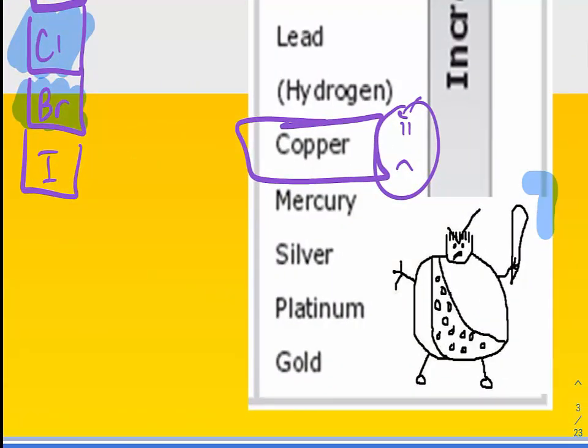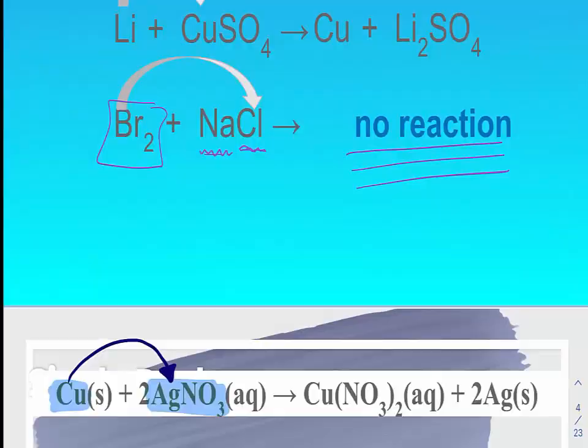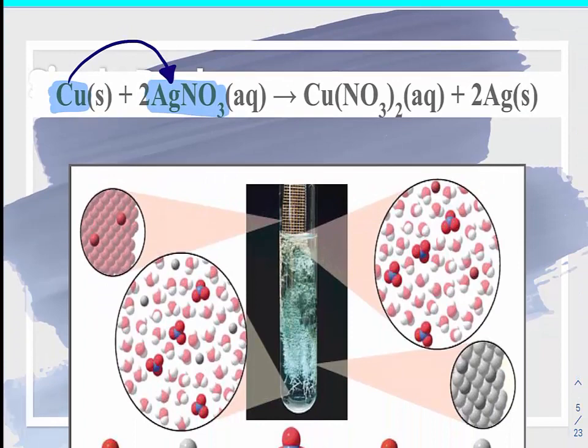Well, if we look from scratch here, copper is indeed higher than silver. Copper is an upgrade from silver. So if we go back and look here, copper is going to take silver's place. Copper and nitrate are now together, and silver got dumped. So this is the actual chemical reaction that we see taking place here.